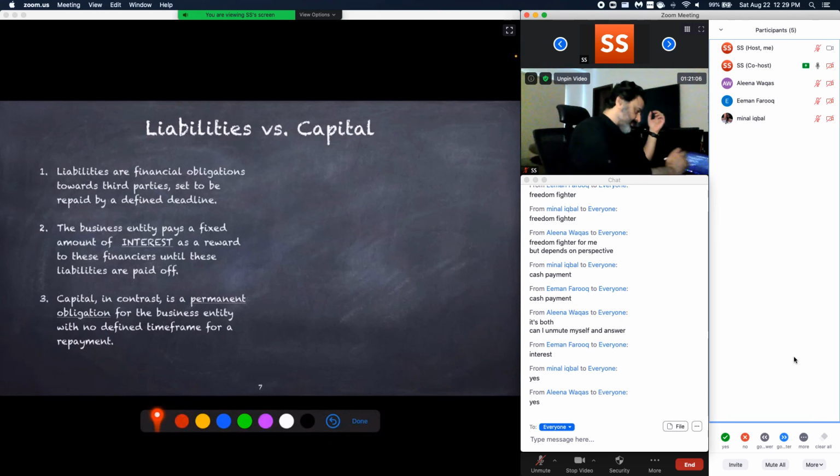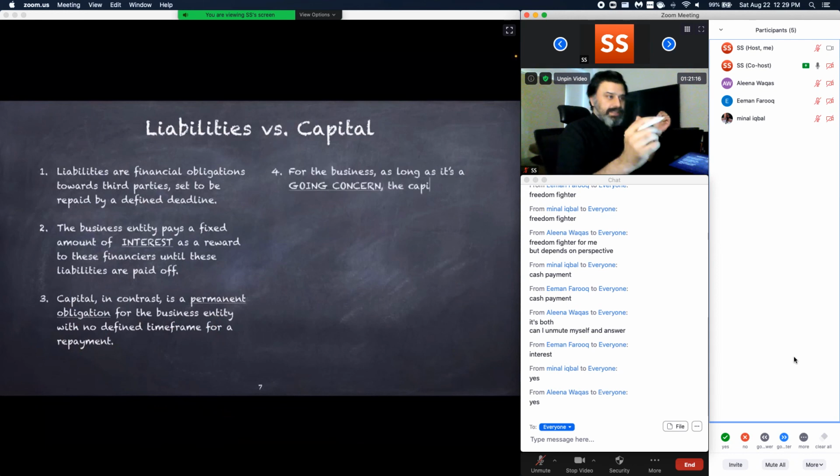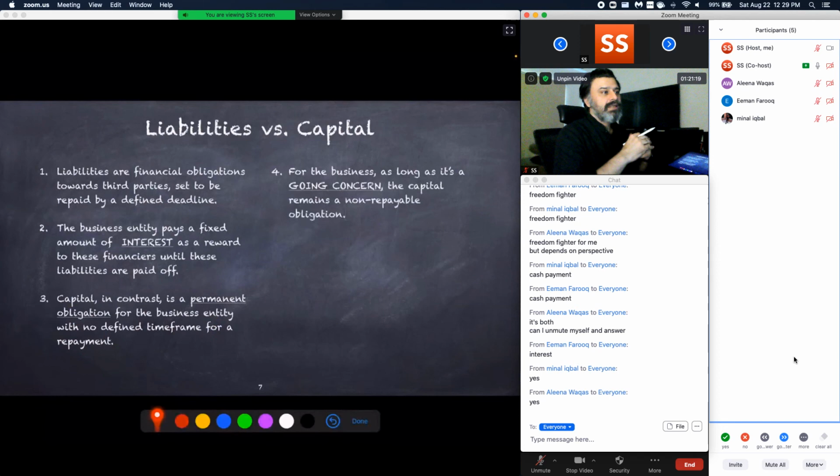So capital, in contrast, is a permanent obligation for the business entity with no defined time frame for repayments. In fact, business will never pay back its owner, the capital owner has contributed, as long as the business exists. If we have to put this conclusion into more accounting terminology, you can read this point number 4. For the business entity, as long as it's a going concern, the capital remains a non-repayable obligation.